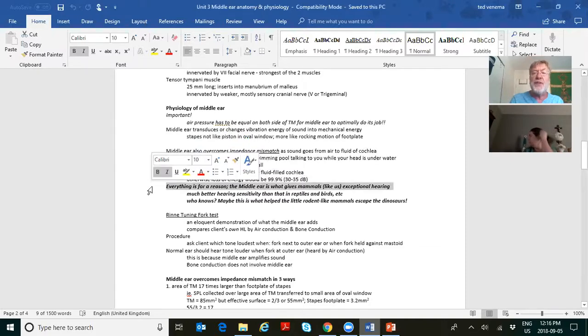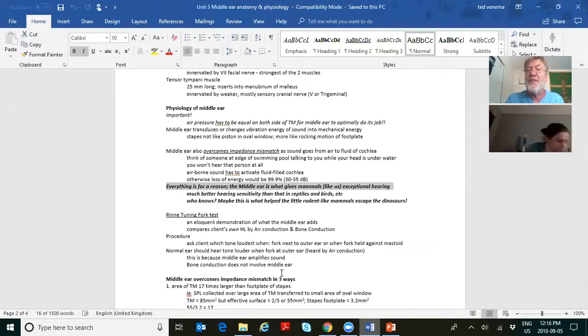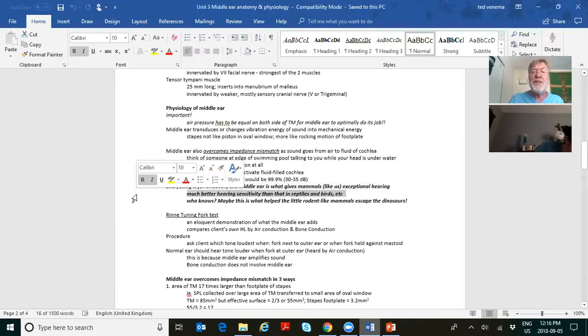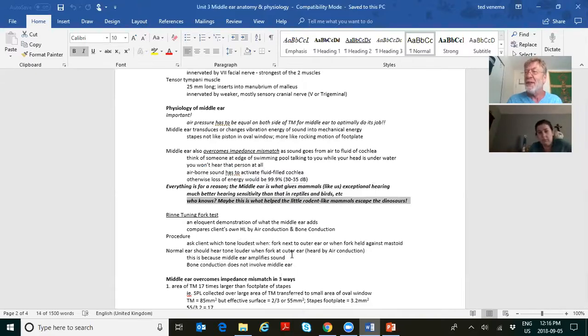Everything is for a reason. The middle ear is what gives mammals like us exceptionally sensitive hearing. Much better than the hearing sensitivity that is in reptiles and birds. Who knows? Maybe this is what helped the little rodent-like mammals escape the dinosaurs. The dinosaurs couldn't hear.